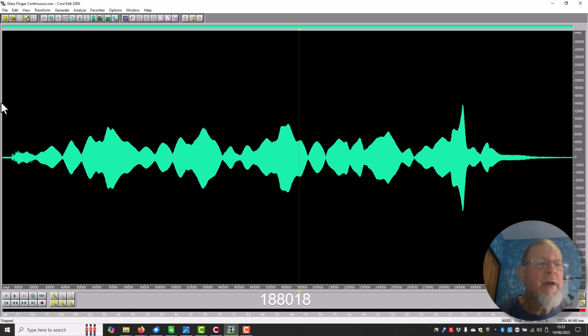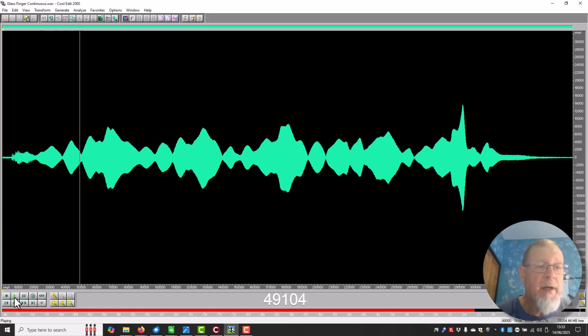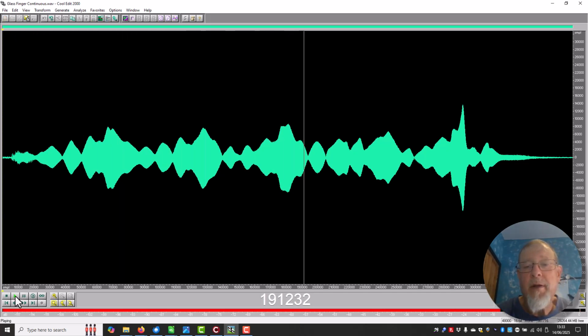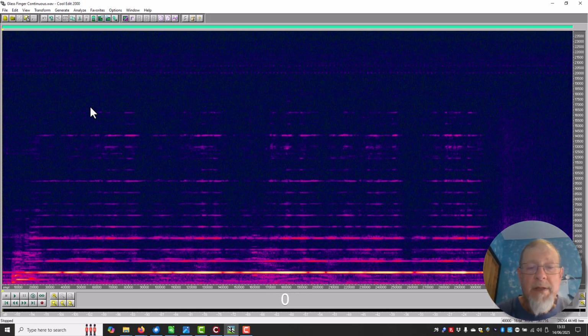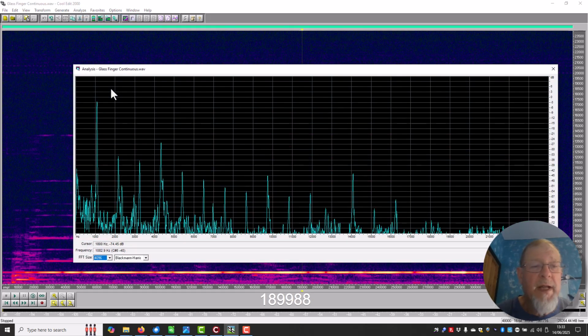Let us look at running our finger around the edge, the continuous tone. We'll play that. Okay, so we can see we've got some harmonics and they look a lot more linear. So if we grab, say, that point, and look at the frequency analysis, we've got just over 1,000, a bit over 2,000, a bit more over 3,000, a bit more still over 4,000, a bit more over 5,000, 6,500. You get the idea.